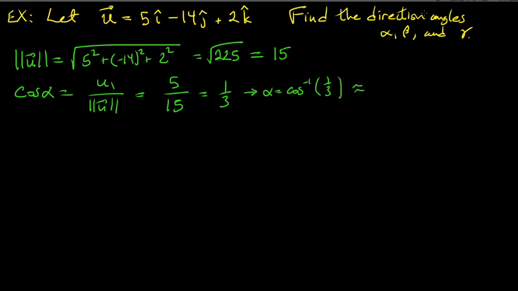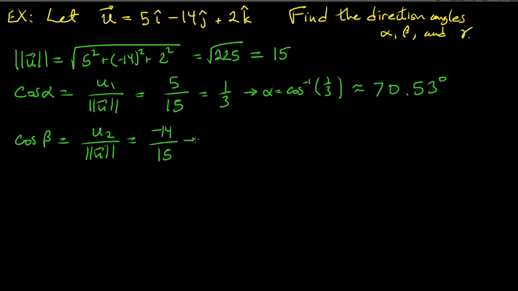And I didn't say how far to round, but again, we'll work in degrees, and let's suppose we want the nearest hundredth of a degree. So this is about 70.53 degrees. Okay. So you get the idea. Cosine of beta will just be u2 divided by the magnitude of u. So here the numerator is negative 14, the denominator is 15. So beta then will just be the arc cosine of negative 14 over 15.